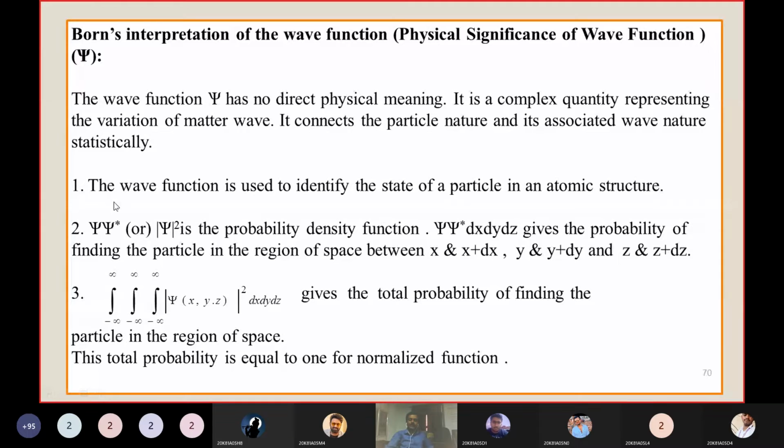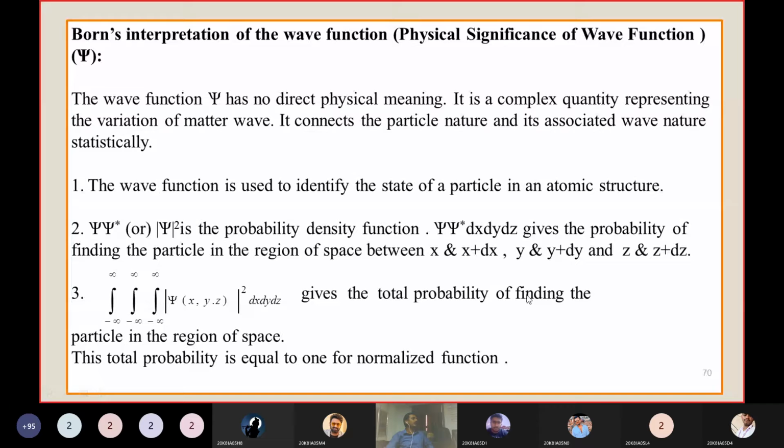The wave function is used to identify the state of a particle in atomic structure. Suppose you take one atom, in that atom an electron is revolving around the nucleus. In which position is it revolving? What is the energy state of the electron? By using the wave function, we can identify that.